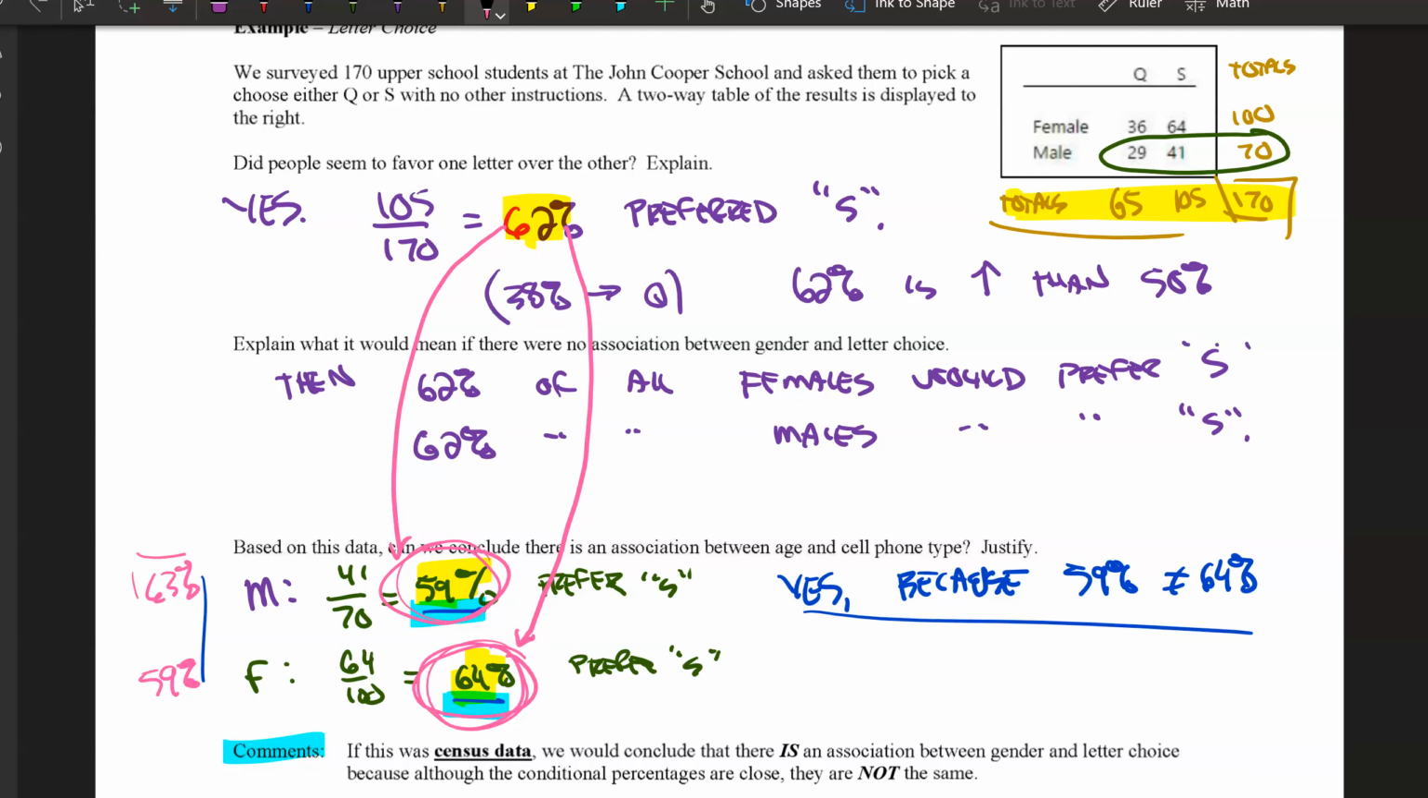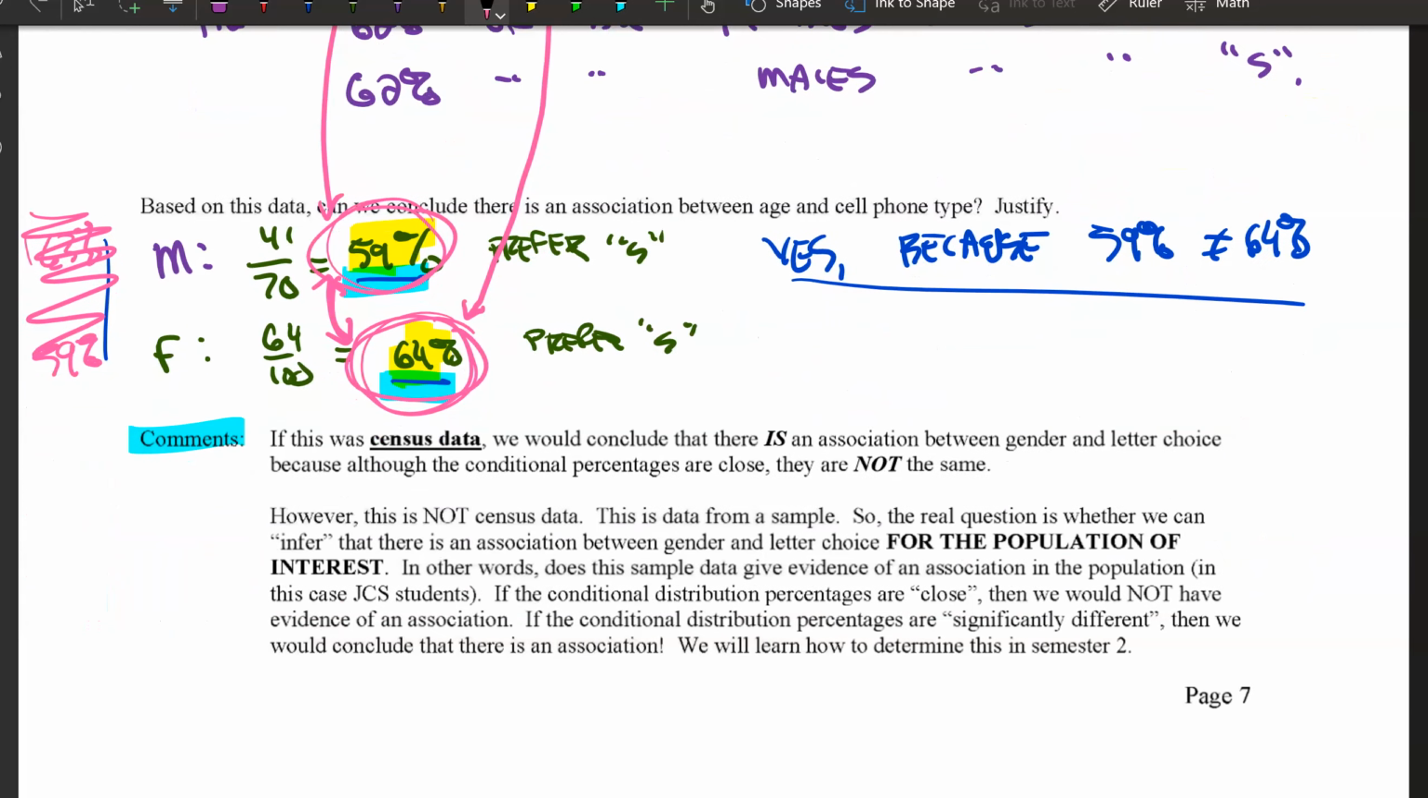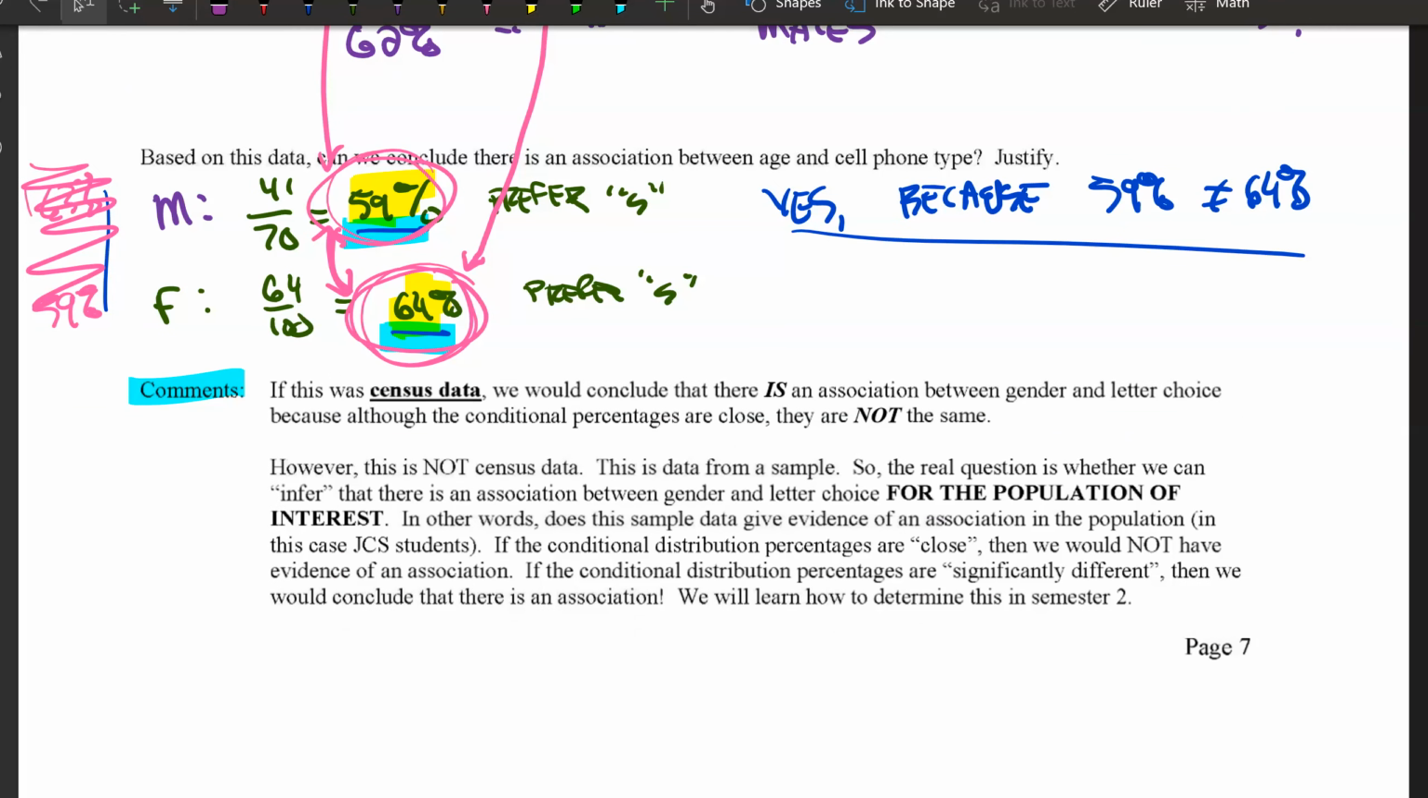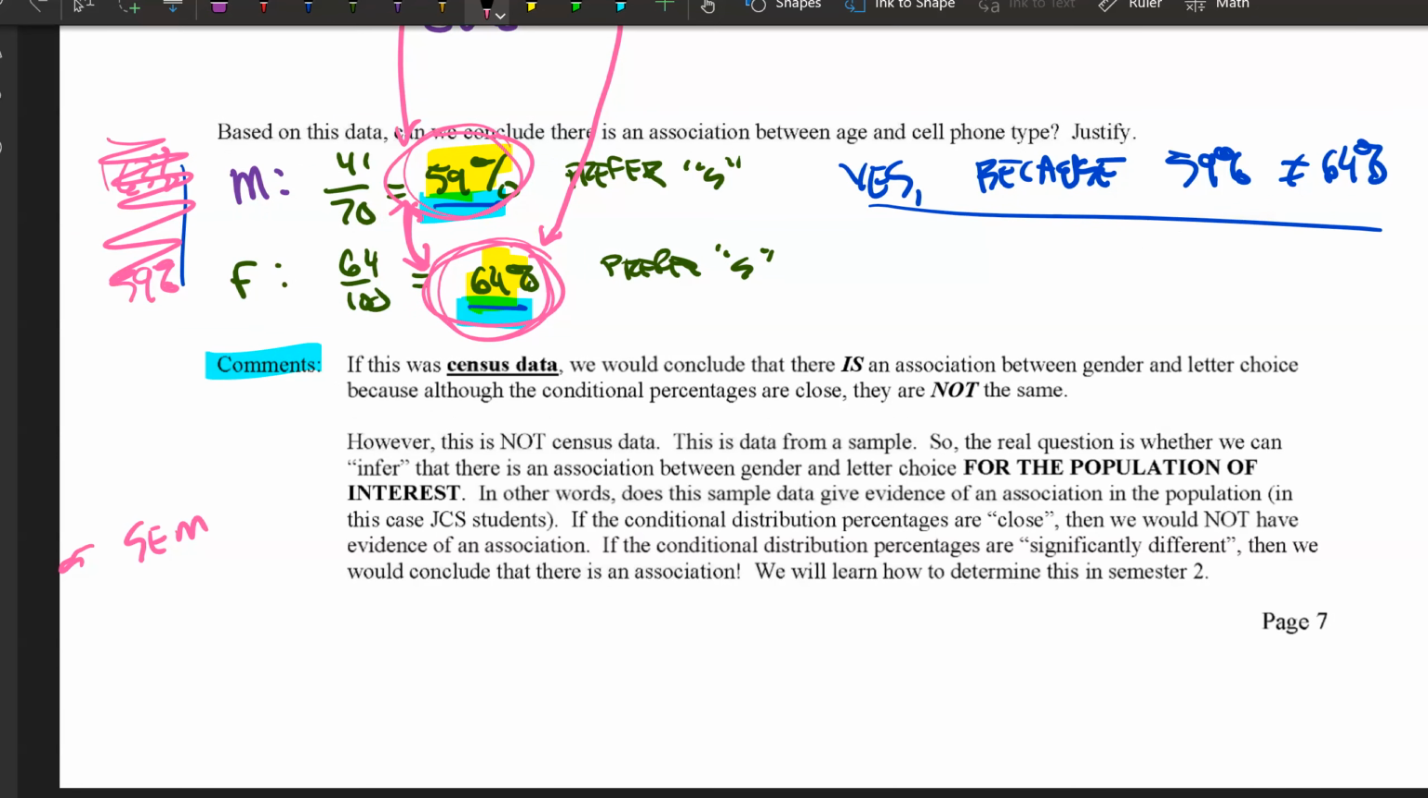So the question then becomes, is this difference big enough so that I can conclude that these differences are because there's an actual difference between guys and girls' opinions in the population of interest rather than random sample variation, if you will. I don't know if I'm explaining myself very well, but that's a bigger question. That's a question we're not going to be able to answer until semester 2. So I guess stay tuned.